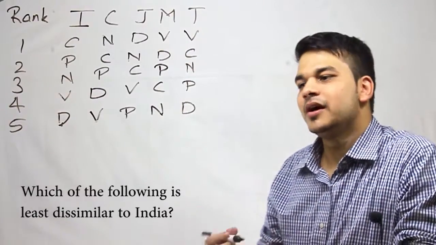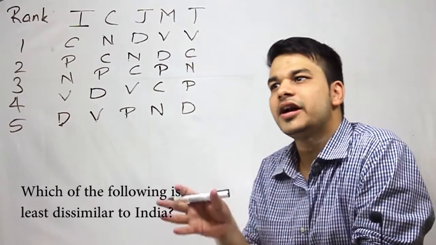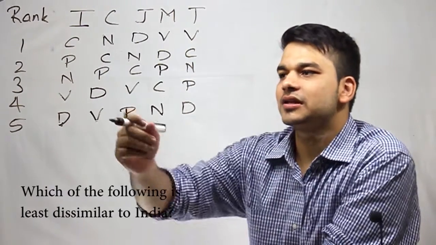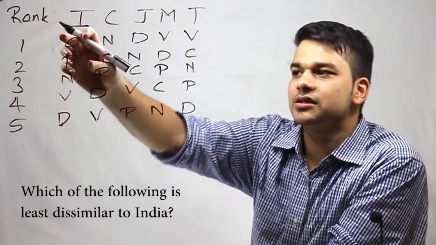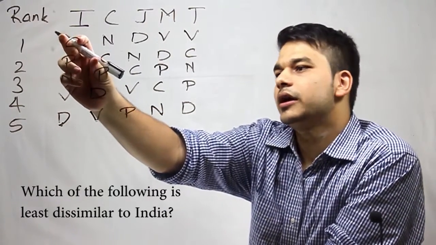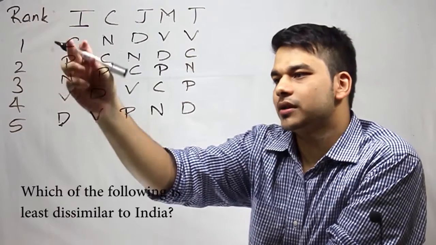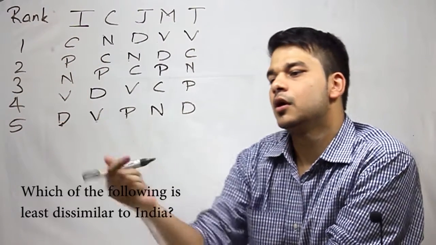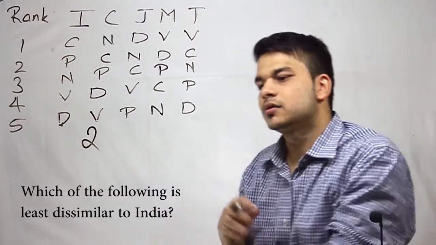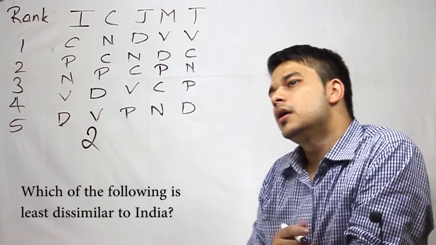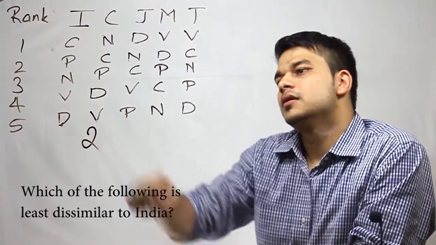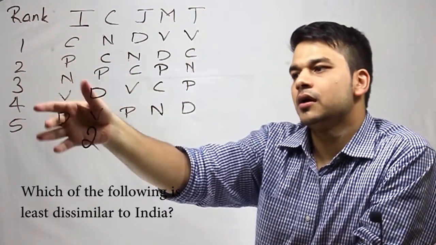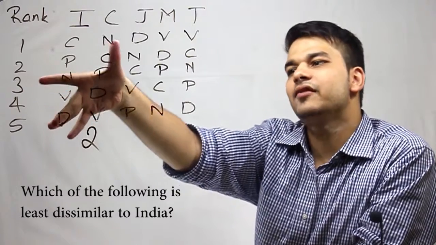In this problem, we have to find out the country which is least dissimilar to India. Okay. For this, let us find out the difference between ranks of C. It is 1, P is 1, N is 2, V is 1 and D is 1. So this will be 2, the level of dissimilarity. Now in case of Japan, C will be 2, P will be 3, N will be 1, V will be 0 and D will be 4.